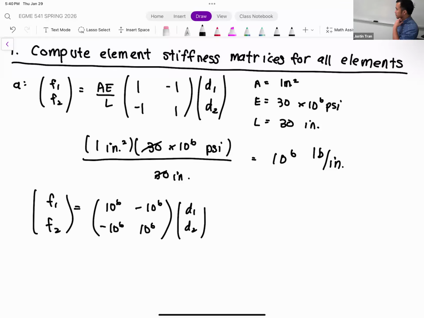Now, of course, there's one extra step here relative to the spring. So we have to compute that AE over L. But that's usually just a simple thing you can punch into your calculator.